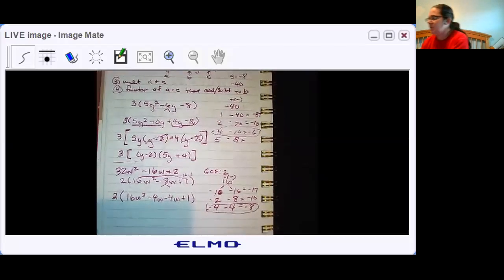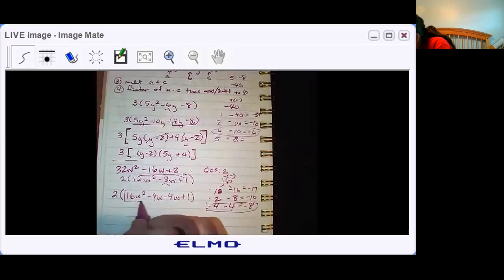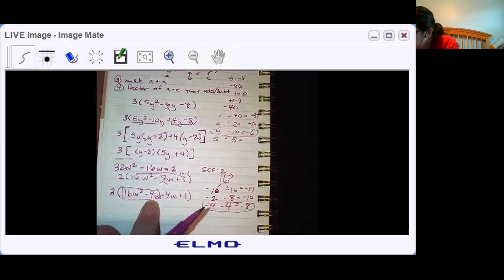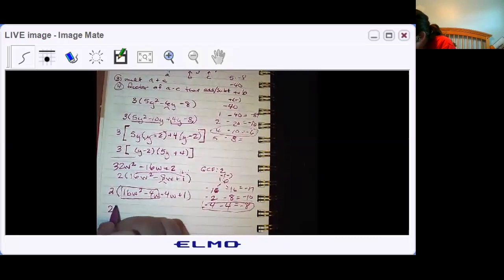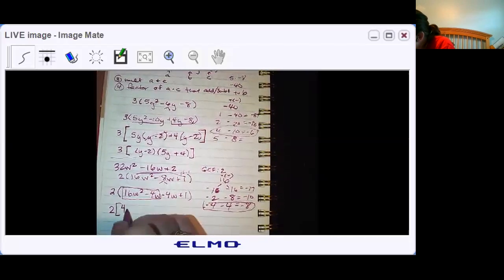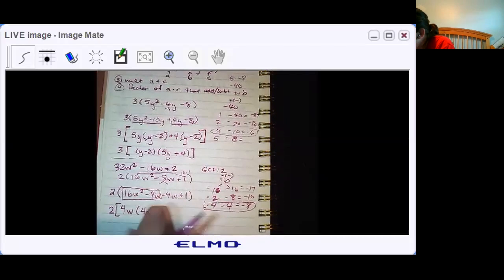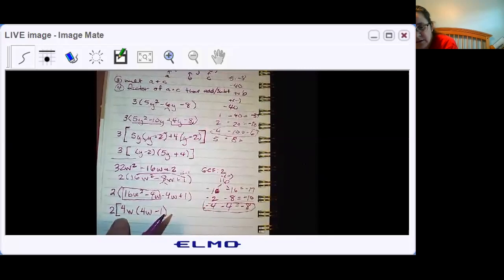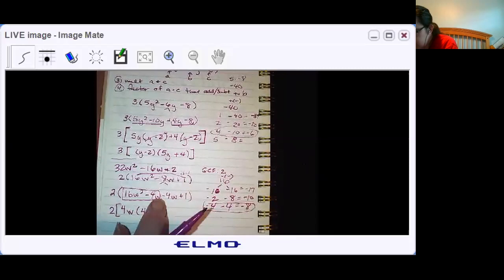So let's look. Do these two have anything in common? Well, 16 can be divided by 4. So that means I'm going to take a 4 out. Both of these have at least one w, so I can take that out. 16w squared divided by 4w is 4w. Negative 4w divided by 4w is negative 1. Because a number divided by itself is 1. A variable divided by itself is 1.